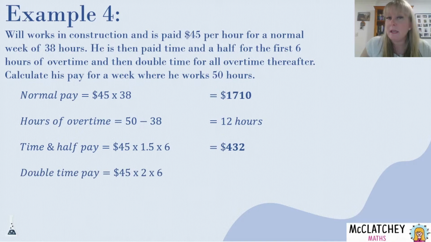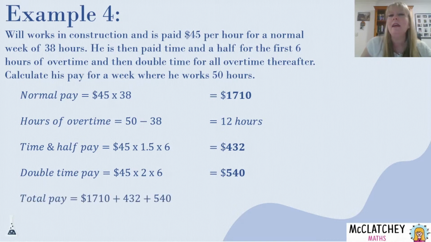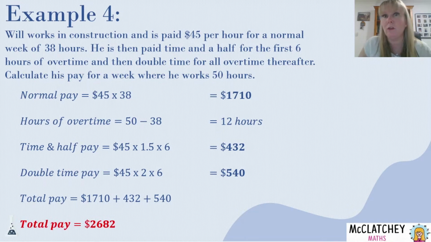And now we've got his double time pay. That's the extra 6 hours that he did at the $45 an hour rate, but that rate gets doubled because it's double time. And that means he gets paid $540 for that second set of 6 hours. So now we've got normal pay, we've got time and a half pay, and we've got double time pay. We need to add all of that together, and we come up with his total pay for that not normal week, that extra week of 50 hours, of $2,682.